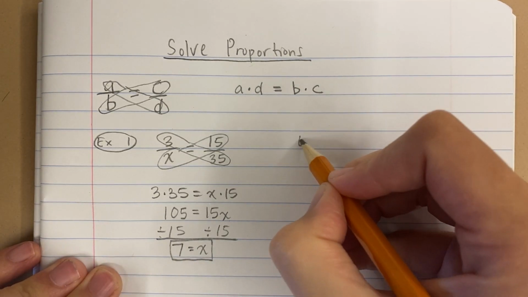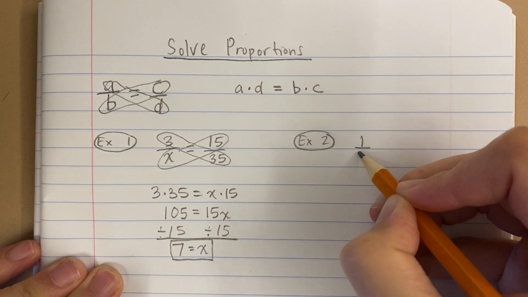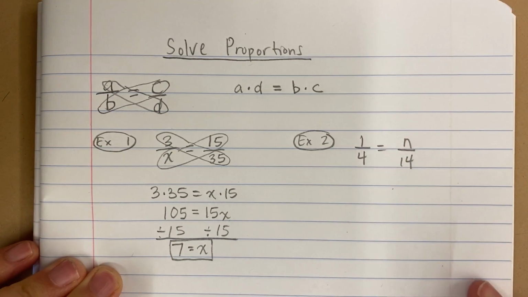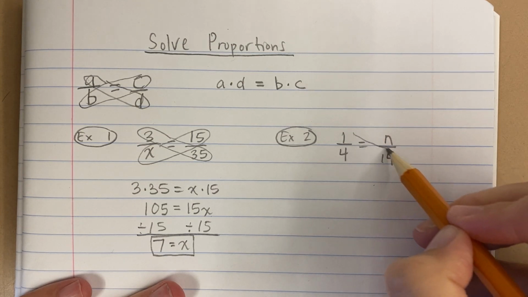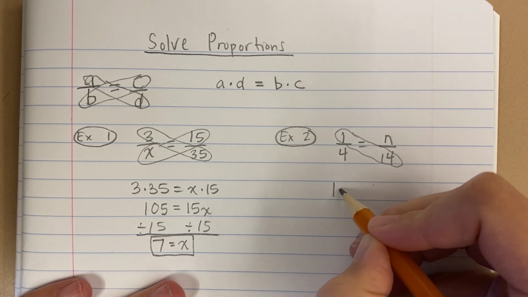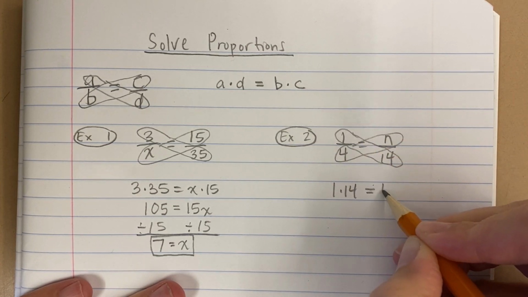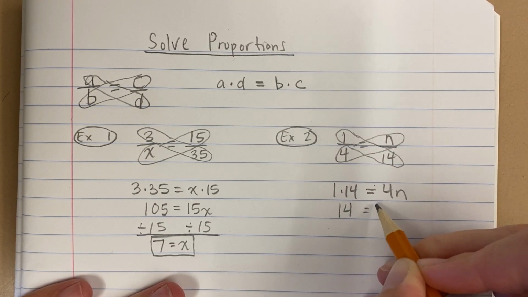Okay, here's one more example. Okay, again, I'm going to multiply across. 1 times 14 equals 4 times n. I'm just going to write that as 4n. 1 times 14 is just 14.